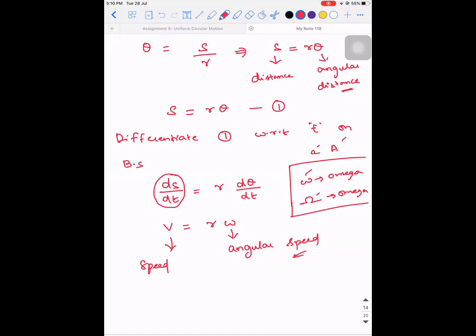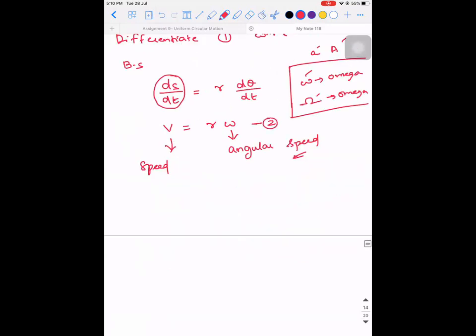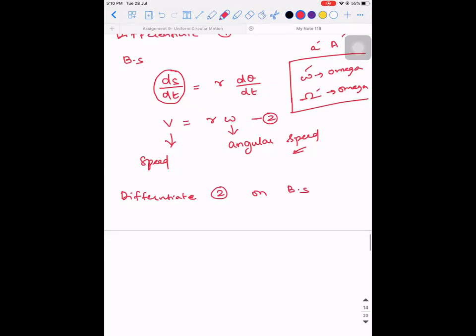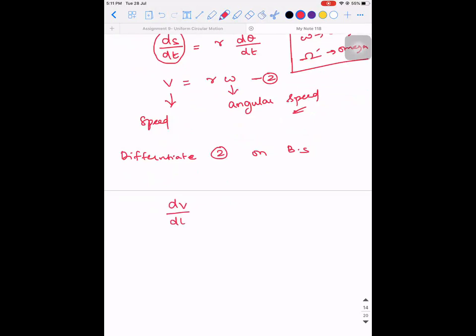V is equal to R omega. So V is equal to R omega. If I take this as equation number 2, now if I differentiate the second equation on both the sides, what do I get? dV by dt is equal to R into d omega by dt. What is dV by dt?